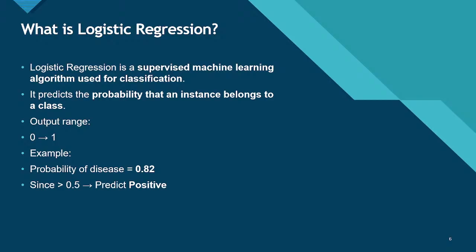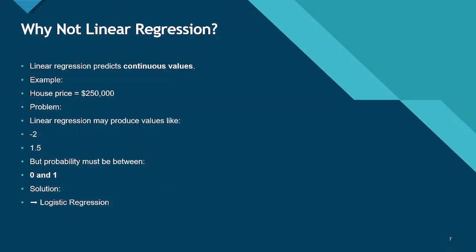Now we understand that logistic regression predicts a probability, and let's compare it with linear regression. The next topic is why not linear regression. We will use this same example to see why we use logistic regression. Linear regression predicts a continuous value.